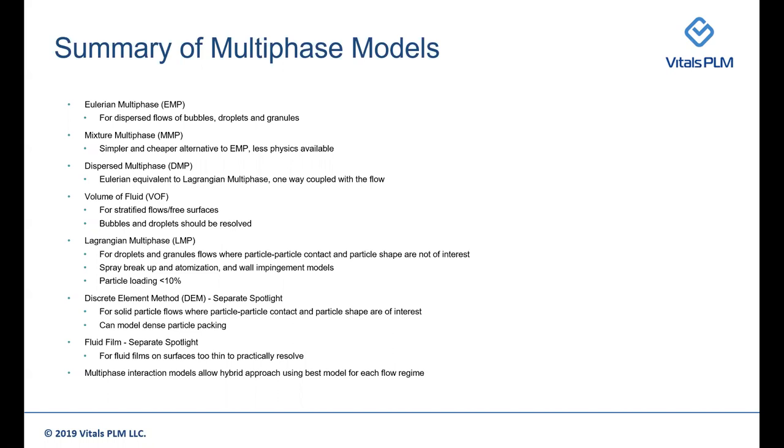And the particle loading should be less than 10% to use the Lagrangian multiphase model. The discrete element method is suitable for solid particle flows where the particle-to-particle contact and particle shape are of interest. It can model dense particle packing. Fluid film is for thin fluid films on surfaces, which are practically not to be resolved. And finally, the multiphase interaction models allow a hybrid approach, using the best model based on the flow regime to be modeled or calculated.